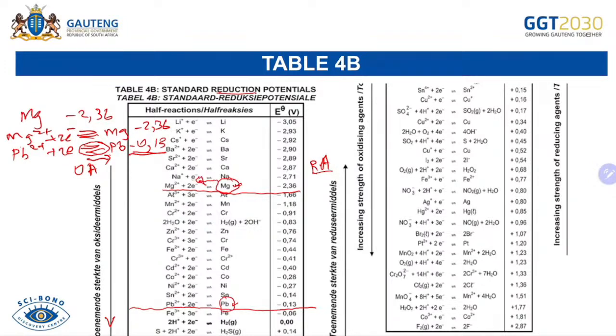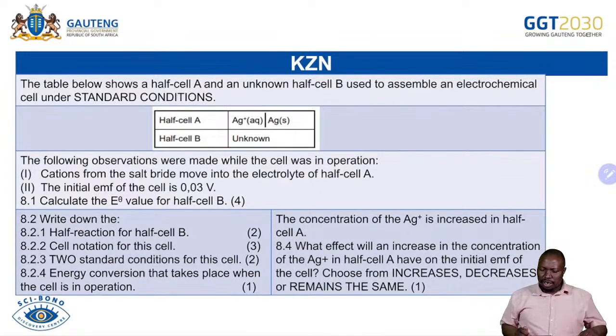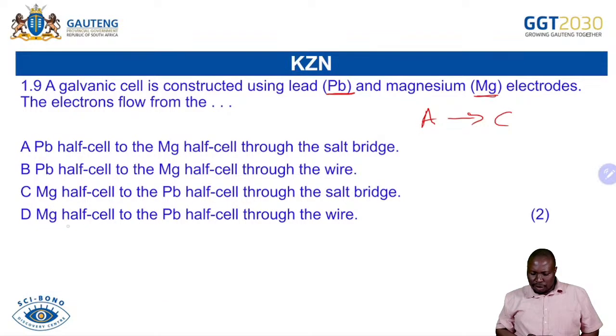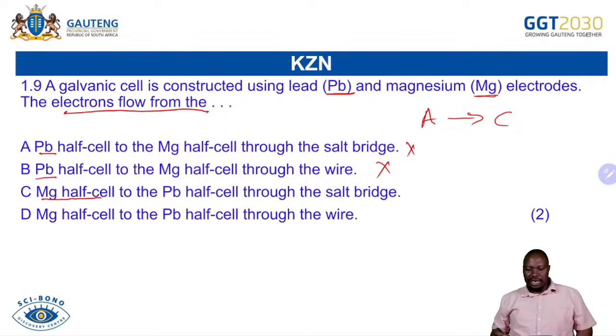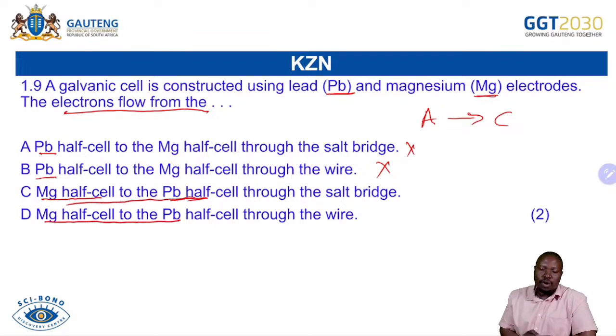meaning that magnesium will lose electrons. And the question was saying, where will the electrons move? So you are able to see that the electrons will move from magnesium to the lead cell. So we go back to our options, which now we know that, okay, option C says magnesium half cell, the electrons flow from the Pb, lead. So these two are wrong, because lead is not a stronger reducing agent, so it's not the one that will lose electrons. But magnesium half cell to the lead half cell. So we're agreeing that the electrons will flow from the magnesium half cell to the lead half cell. So we're agreeing on that one.